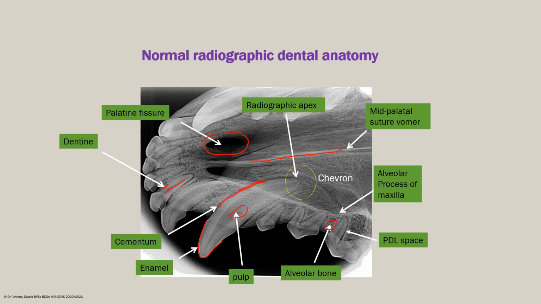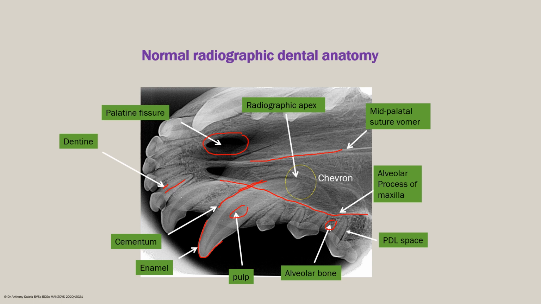Now, if the tooth is not present, that supporting bone can dissipate and resorb. This is the alveolar process of the maxilla. You can follow that, and even though this image is two-dimensional, this is the floor of the nose, and so sometimes it can indicate whether a root is very close to the nasal cavity.